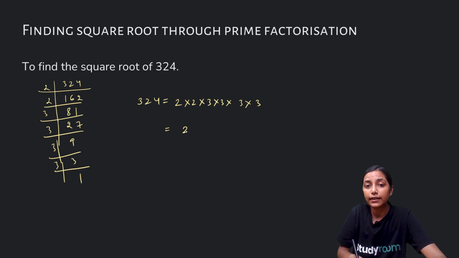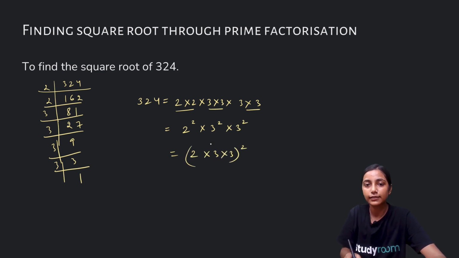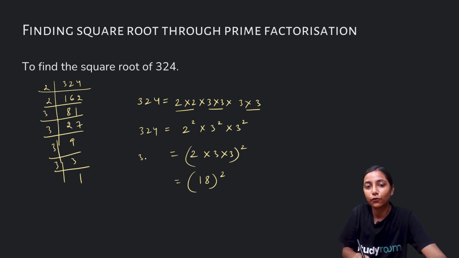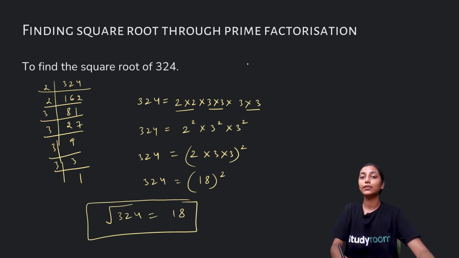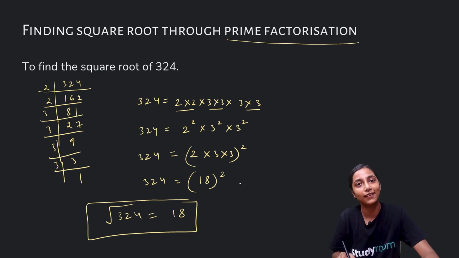That is, you can write it as 2 square into 3 square into 3 square. Pairing these numbers, or you can write it as 2 into 3 into 3 whole square. This is exactly the same. That is, 3 2s are 6, 6 3s are 18, square. Our 324 can be written as the square of 18. That is just the inverse of it. For the square root, we can say that the square root of 324 is therefore 18. This is what we had to find, and we found it using the method of prime factorization.